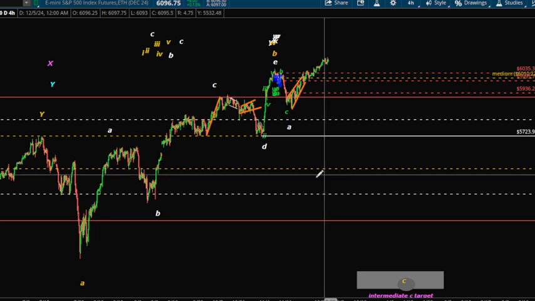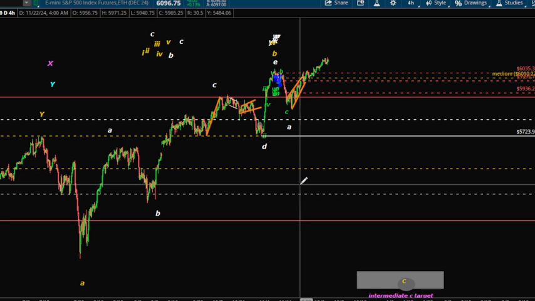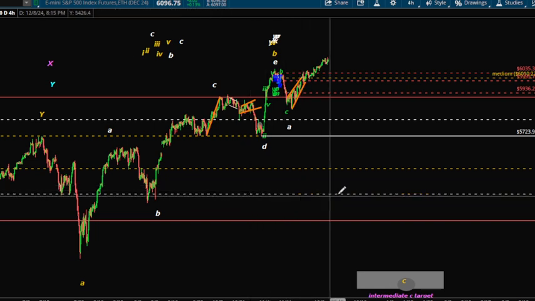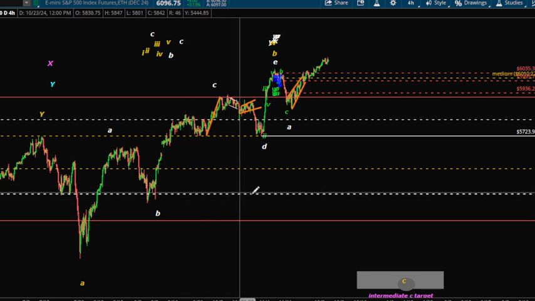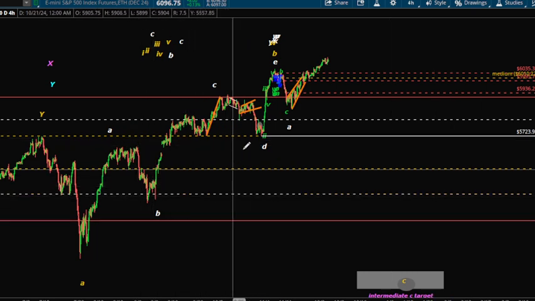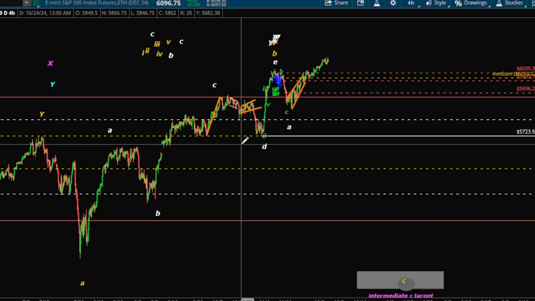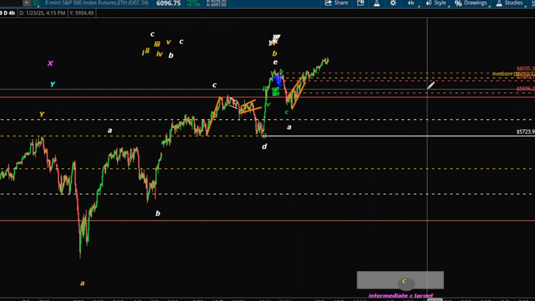So I usually run across more of a complex correction count, whether it be a WXY count. So I've tried to label them ABC just to simplify everything, but the WXY really is going to fit into a lot more of my 3 wave counts.